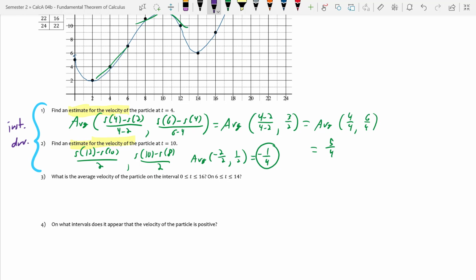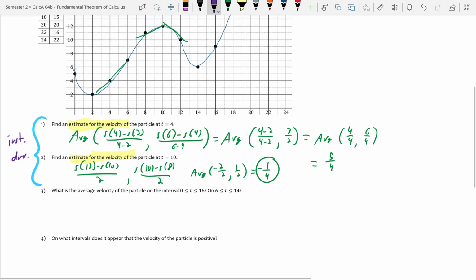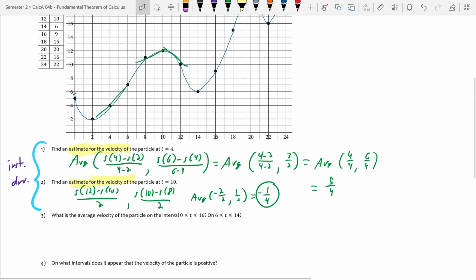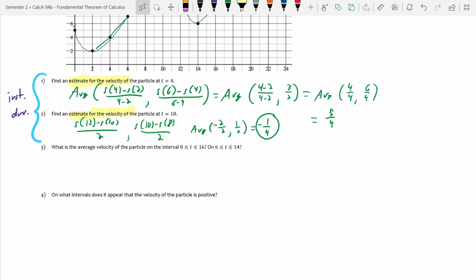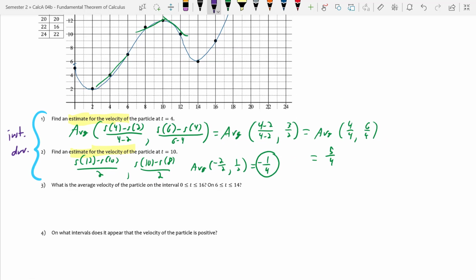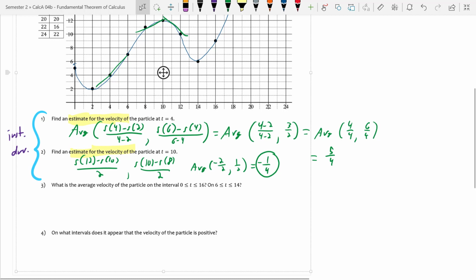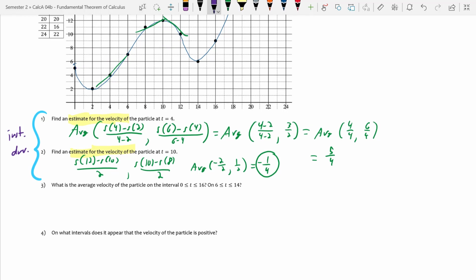But 3 is asking a very different question. It's asking the average velocity on an interval 0 to 16. So an average velocity on an interval actually has nothing to do with what happens in the middle. It has everything to do with the slope of the line if I were to connect those. So t equals 0 is here, t equals 16 is here. Let's do a visual representation of what that looks like. If I can draw a straight line.